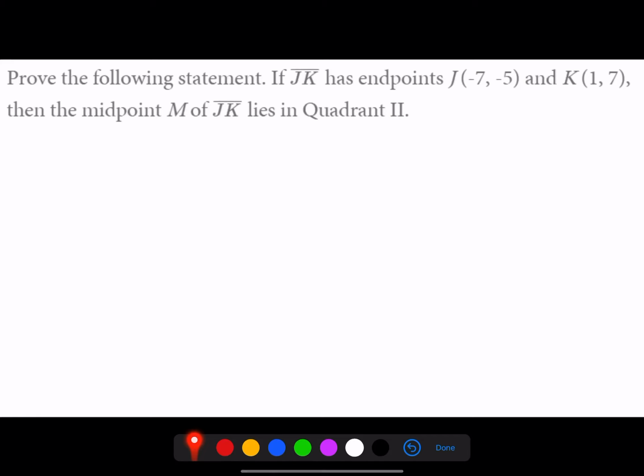Let's try one of these out to find the midpoint. So it says, prove the following statement. If JK has endpoints J at -7, -5, and K at 1, 7, then the midpoint M of segment JK lies in quadrant 2. So, first off, our quadrants, if we recall back from Algebra 1, our first quadrant is right there, second, third, and working our way around counterclockwise, fourth. So we have 4 different segments there. Now, we want to end up in quadrant 2 here. So that's the quadrant that we want to be in.